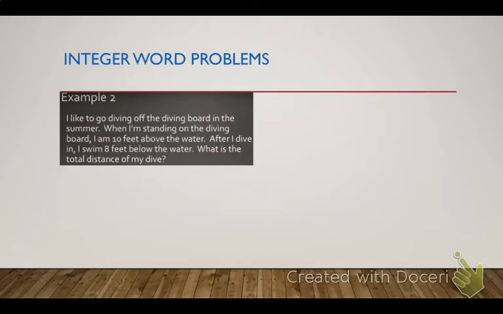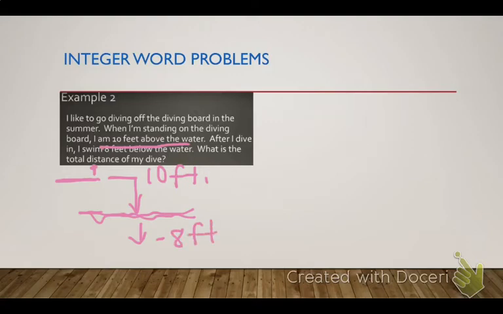Let's see, when I'm standing, here's my diving board, and I'm standing up in here like this. And I know that down below is the water. So I am standing above that, and I dive off, and from this point down to this point right here is 10 feet. I know that. Tells me that right here. I am 10 feet above the water, and here's my water, okay? Once I get here, I want to go down another 8 feet. And the question is, what is the total distance of my dive?